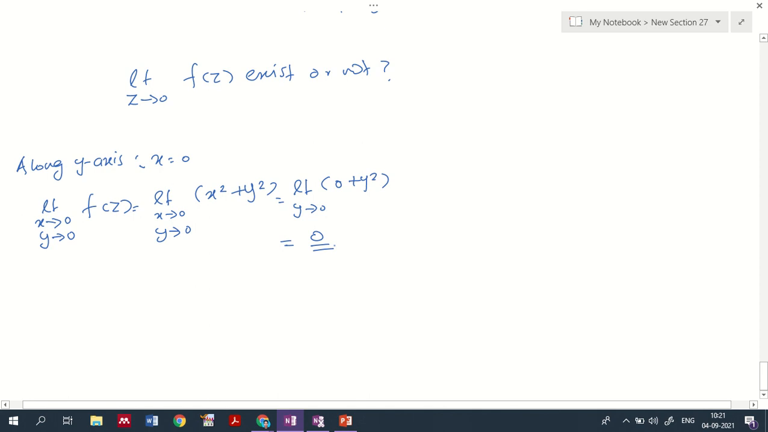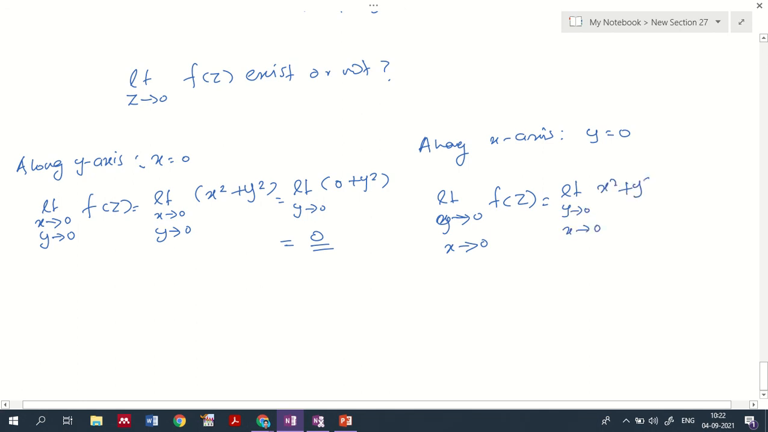Okay, and similarly along the x-axis, where y will be equal to 0, when you apply limit y tends to 0 and x tends to 0, f of z is equal to limit y tends to 0, x tends to 0, x square plus y square, that is equal to limit x tends to 0, x square plus 0. Once you apply the limit, x tends to 0 means you will be getting again the value 0.